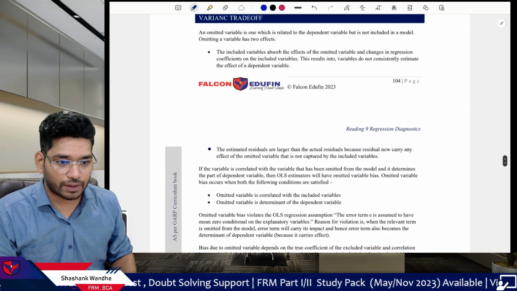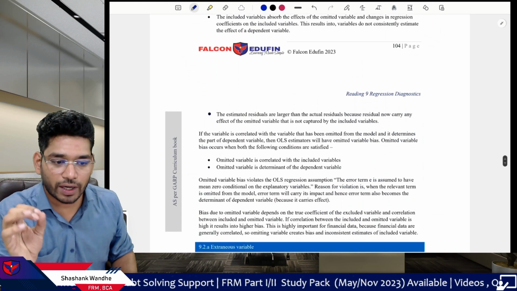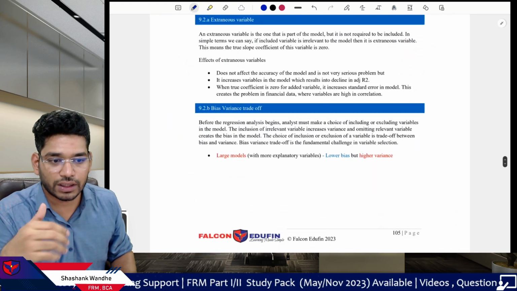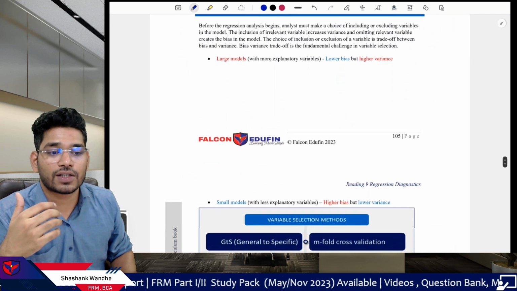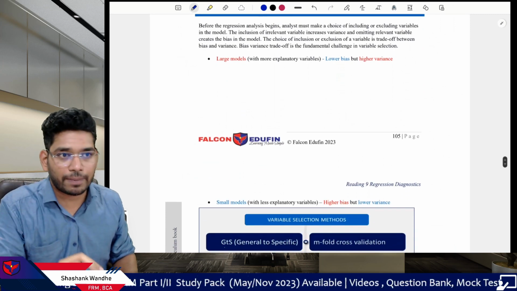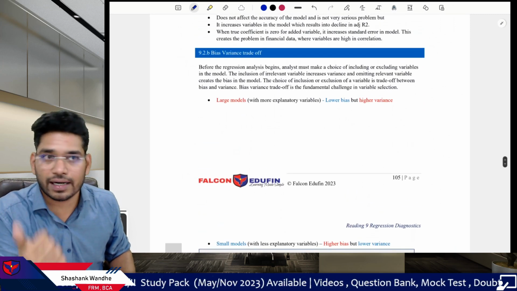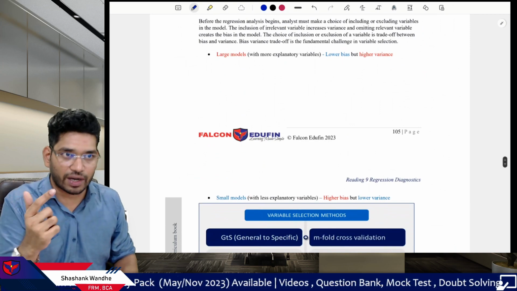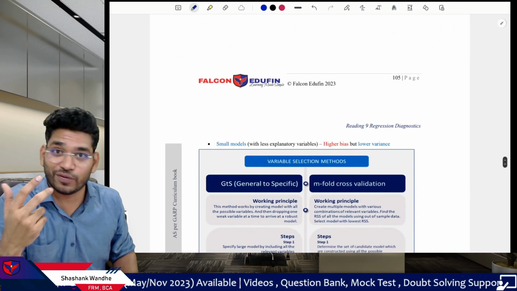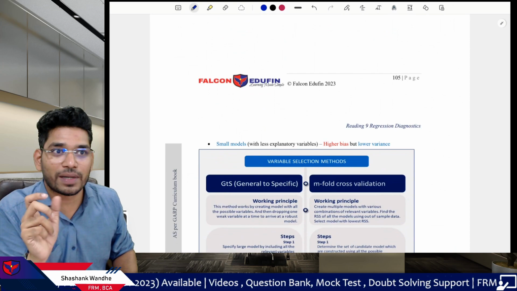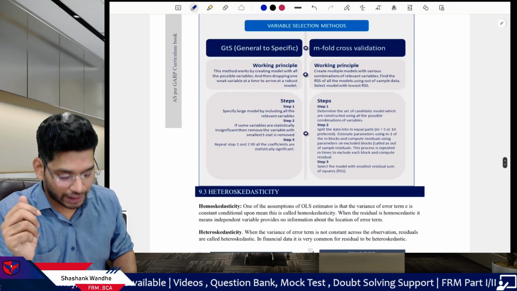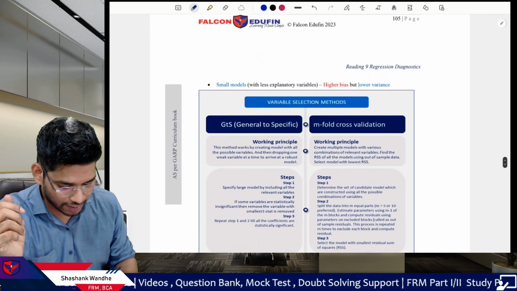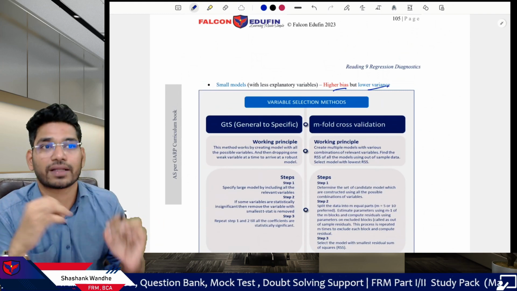So see here, as I said, everything is mentioned in bullet points. So bullet points are very, very important. Just focus on bullet points for remembering, and you need to understand the rest of the content. So understand the plain text, remember the bullet points. Obviously you will first understand the bullet points, but you must remember all those bullet points. Even like this, small models, higher bias, lower variance, remember this.